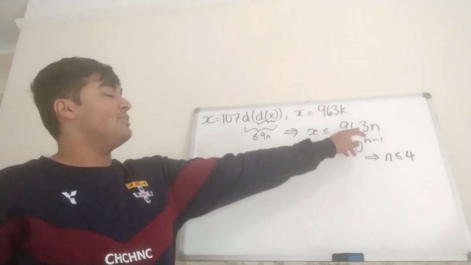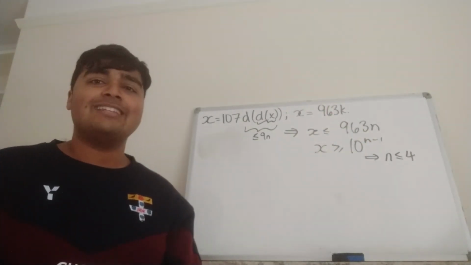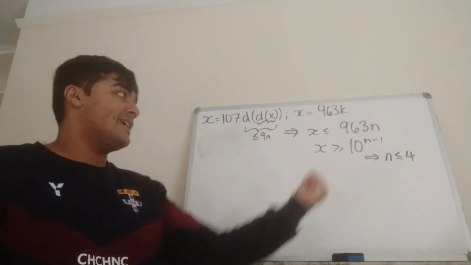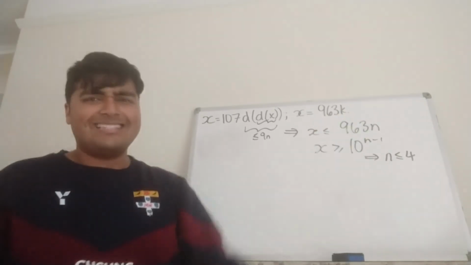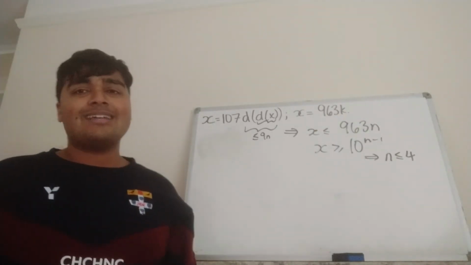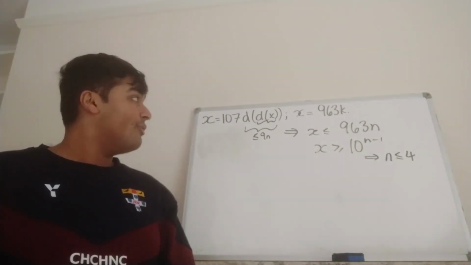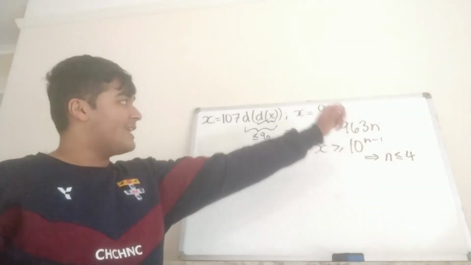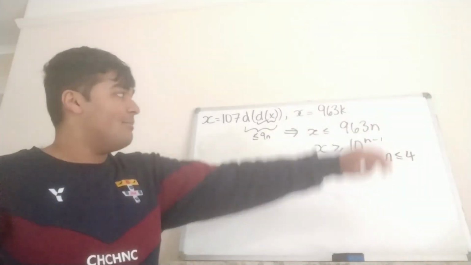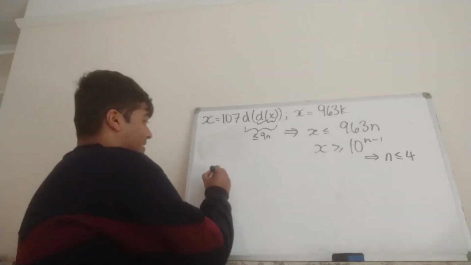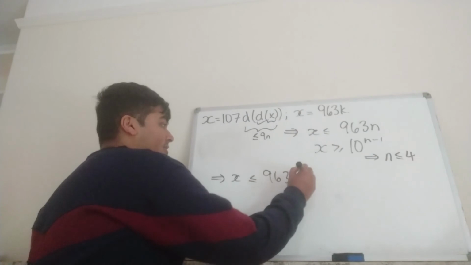But notice when n equals 5, for example, if you plug that in here, you're going to get something that's less than 5,000, which is certainly less than 10,000, which is 10 to the 4. So we can't have something being less than 5,000 but also at least 10,000 at the same time. That tells us that n equals 5 is a suitable cutoff point. So we have that n is at most 4, and then what we need to do is just check the different cases. Because we know n is at most 4 and x is at most 963 times n, that tells us that x is at most 963 times 4.